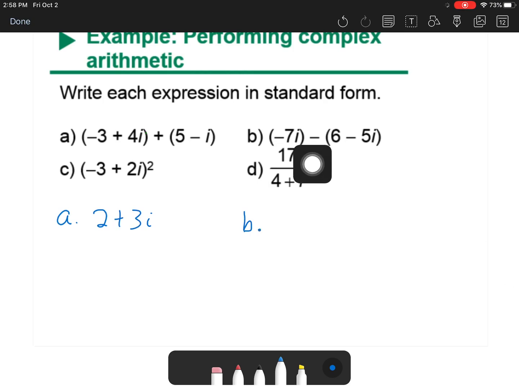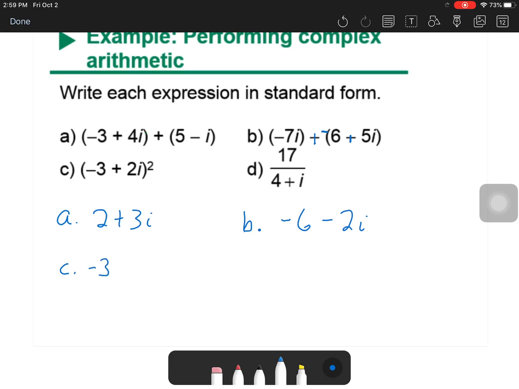For B, just remember if you're subtracting, and we have two parts in parentheses, you have to make sure you kind of distribute that minus. So a lot of times we think add the opposites. We change that and change that sign there. And so my real part is going to be -6. And then the -7i is going to become +5i. So when I combine -7i, +5i, I get -2i for that solution.